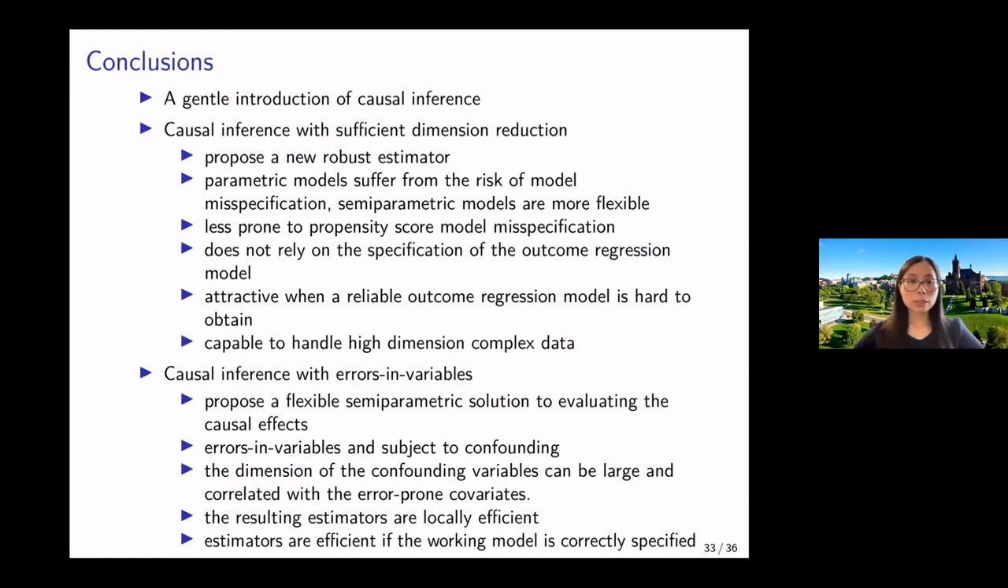Allow me to quickly sum up what I just talked about. I gave a very gentle introduction to causal inference and focused on the sufficient dimension reduction technique for causal inference, and talked about the measurement issue, to be specific, error in the variables in causal inference. And here are the advantages of our proposed method. I skip lots of technical details here.